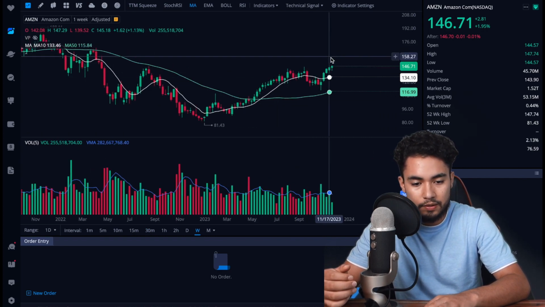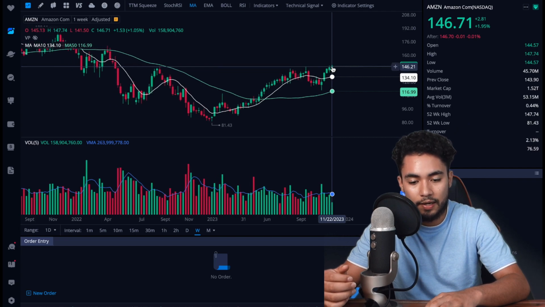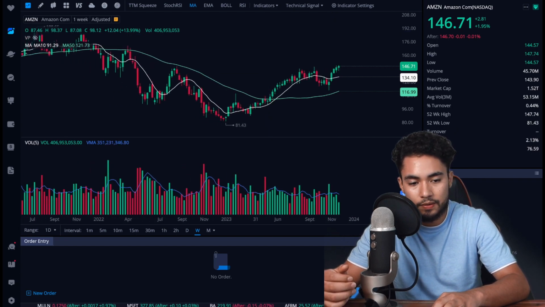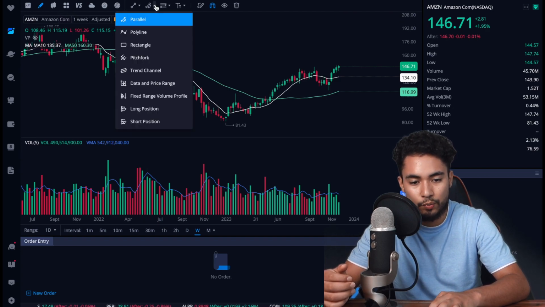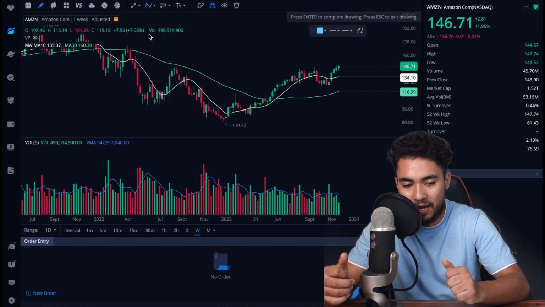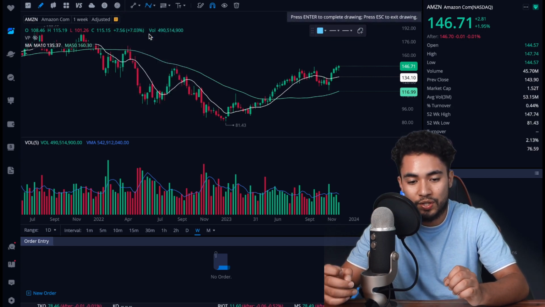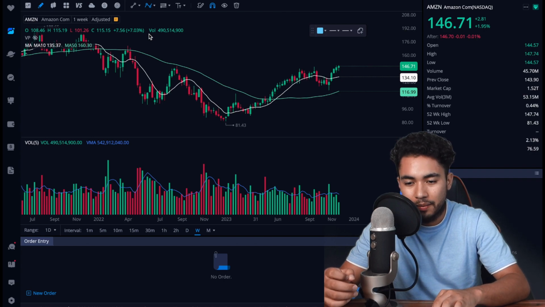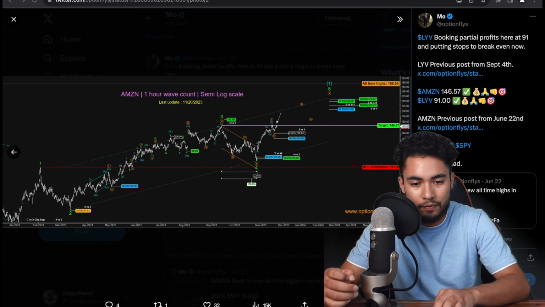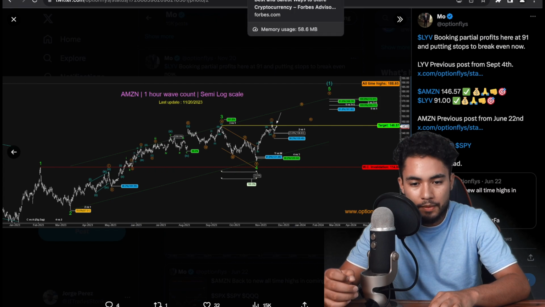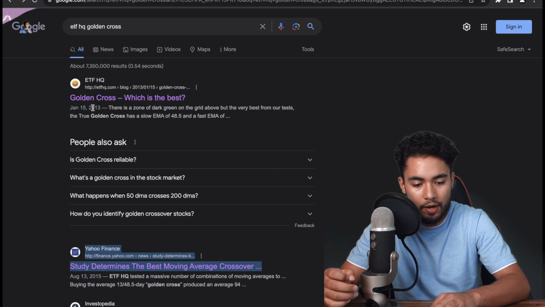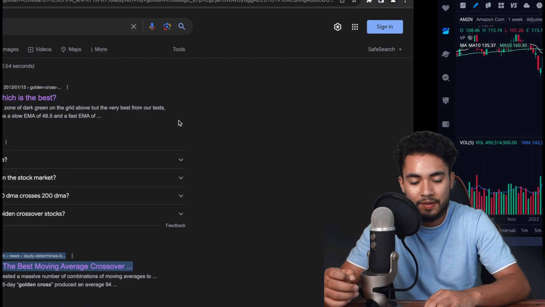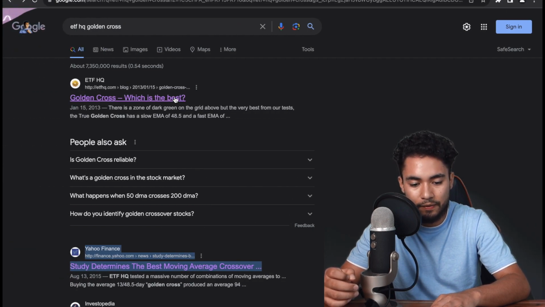Hopefully this helps you. This is a bit more educational, and we got to look at this inverse head and shoulders essentially when it comes to the weekly, which is further confirmation when you use such a simple moving average like the 10 and 50 MA, which, let me remind myself of the name, ETF HQ. They did a study right here on golden crosses, and it determined that the best ones were the 13 and the 48 MA, and also the 10 and 50.